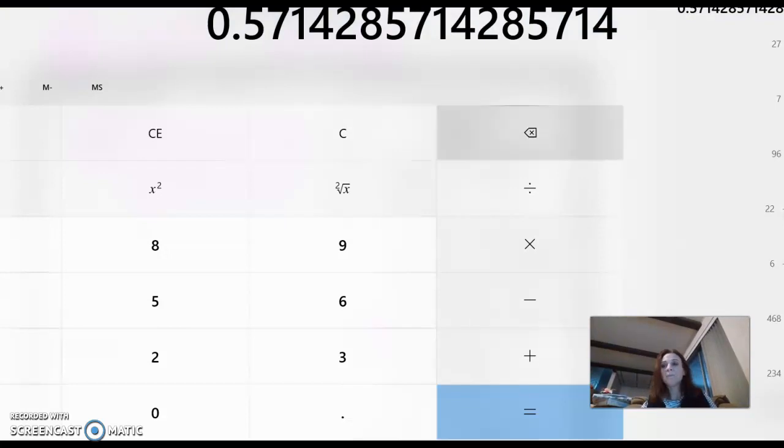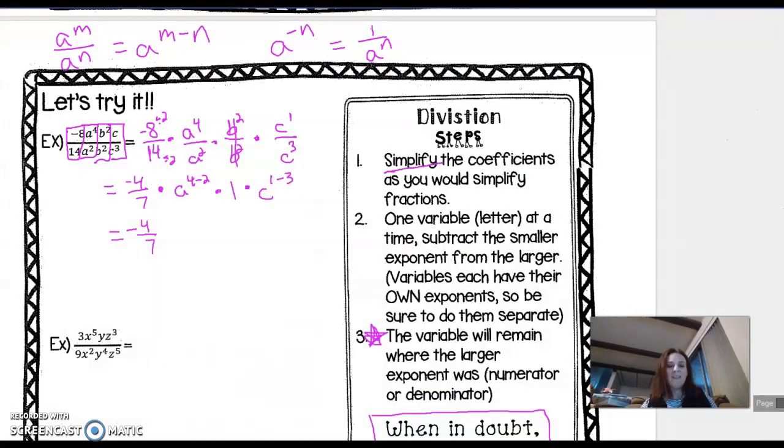So we're not even going to worry about that. Leave it as a fraction. Now, a to the 4 minus 2 becomes a to the second, times 1. It's not going to change anything. And then 1 minus 3 is c to the negative second, negative 2. Just keep going. I'm writing things down, but I'm not having to memorize anything.